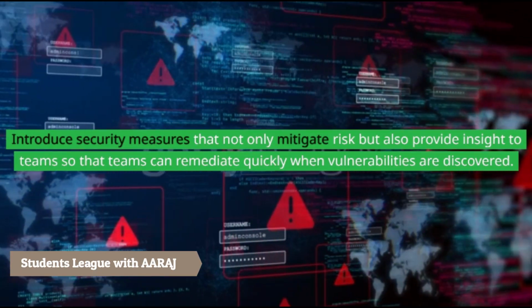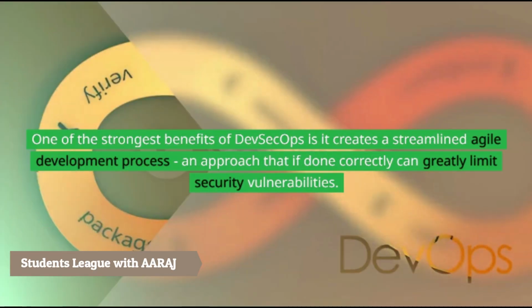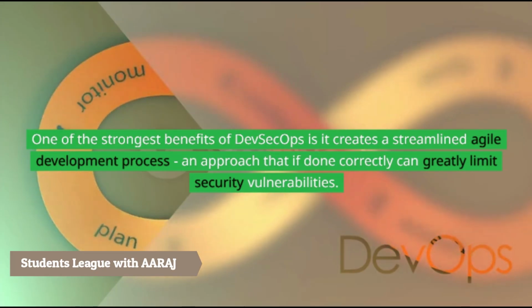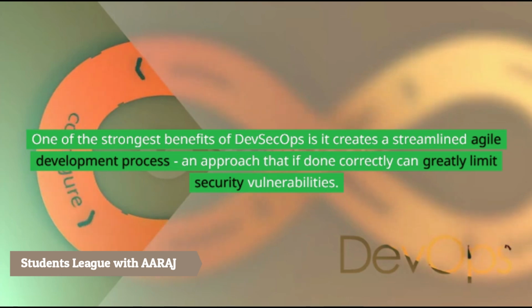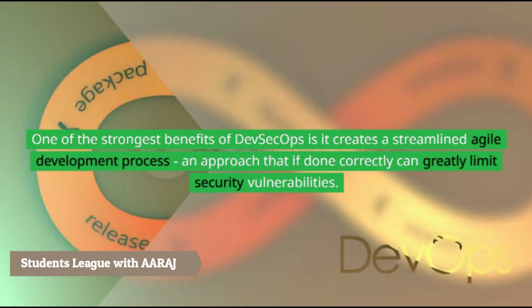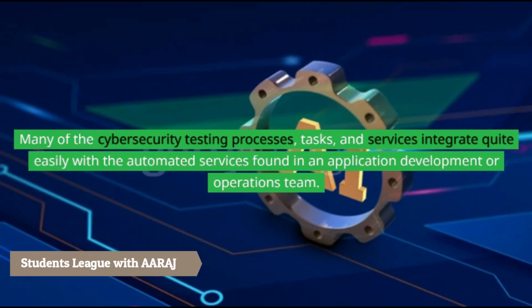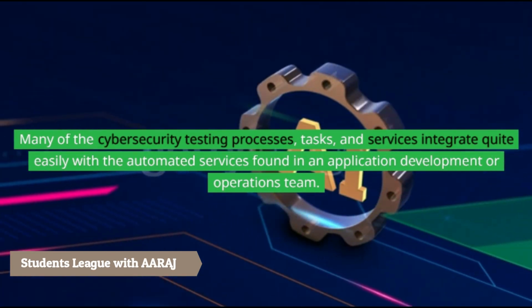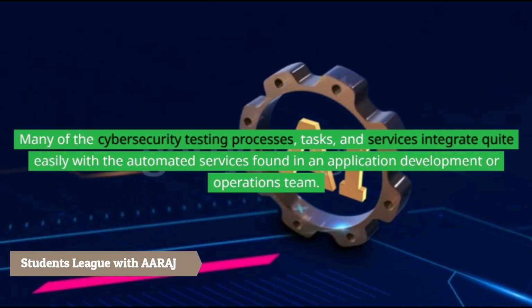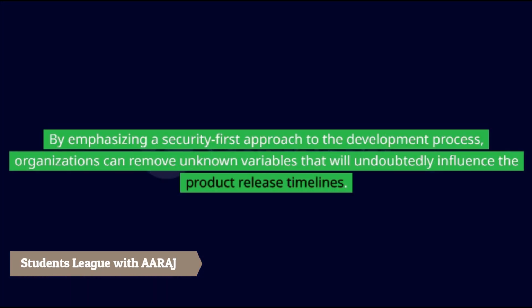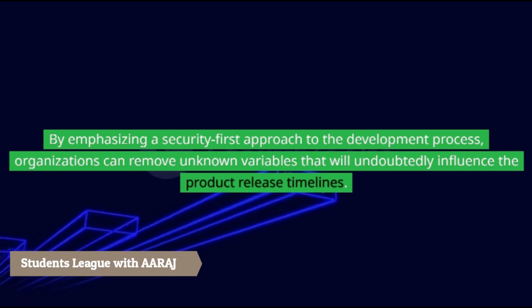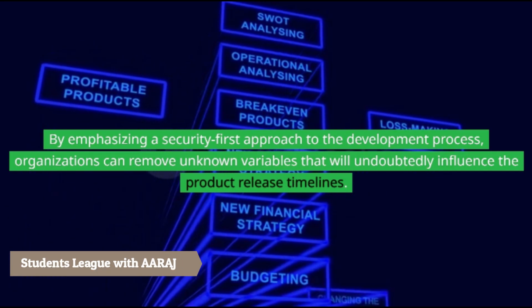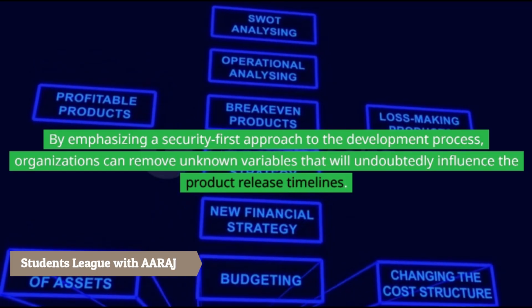One of the strongest benefits of DevSecOps is it creates a streamlined agile development process, an approach that if done correctly can greatly limit security vulnerabilities. Many of the cybersecurity testing processes, tasks, and services integrate quite easily with the automated services found in an application development or operations team. By emphasizing a security-first approach to the development process, organizations can remove unknown variables that will undoubtedly influence the product release timelines.